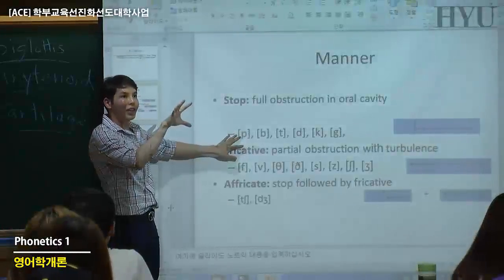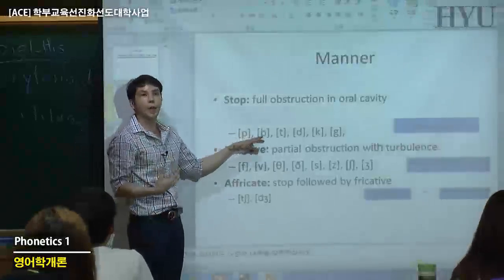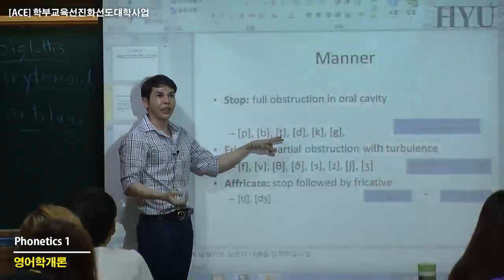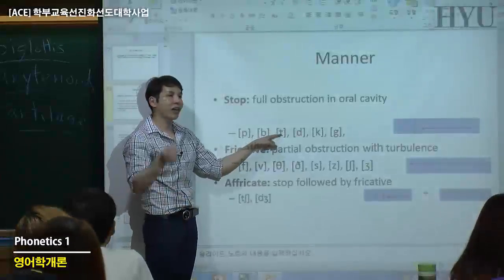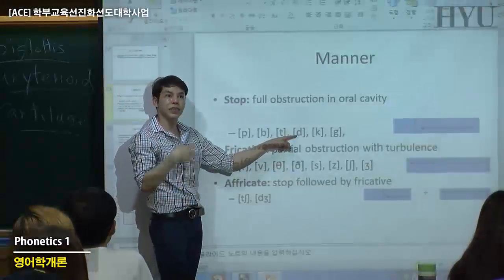Then after you release it, the P comes out, right? P, like that. B is the same. B, t, t, t, t. When you make the T sound, your tongue tip blocks the air, right? Like that. D is the same.